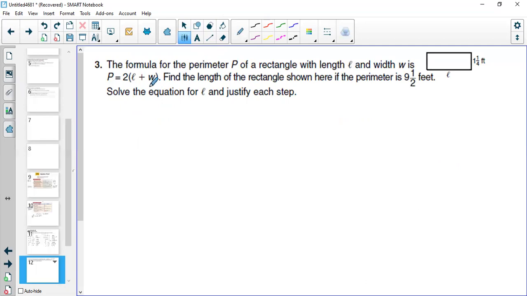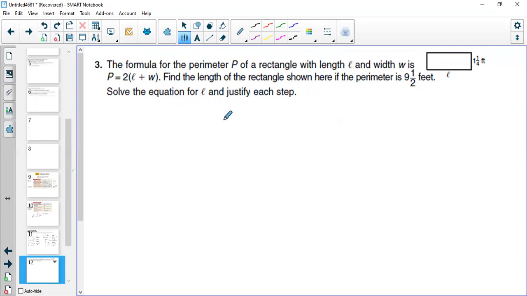Now there's a problem solving question where they say the formula for perimeter of a rectangle with length L and width W is P equals 2L plus W. Find the length of the rectangle shown here. If the perimeter is 9.5 feet, solve the equation for L and justify each step.